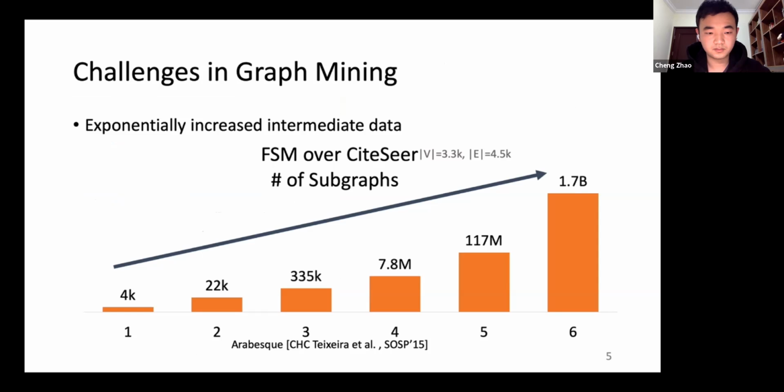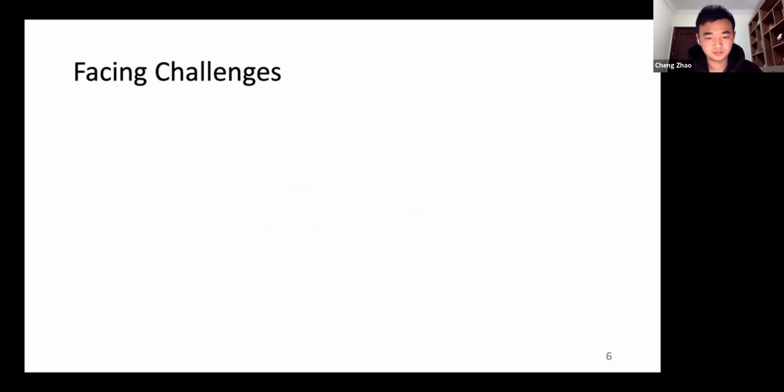The first challenge is the exponentially increasing intermediate data. Arabesque figured out that in FSM over CiteSeer, the number of subgraphs in each iteration increases exponentially. At the 6th exploration, it produced 1.7 billion subgraphs. Note that CiteSeer is only a tiny graph.